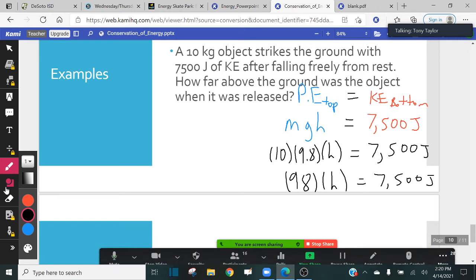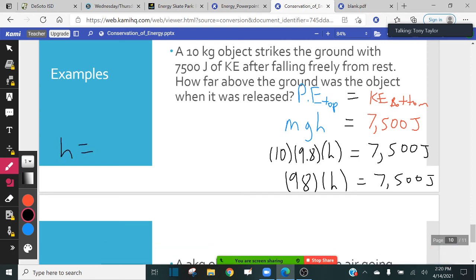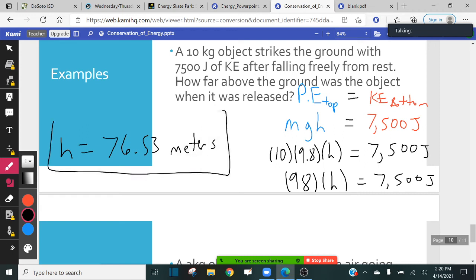Yes, definitely. That's exactly what I got for my height. Thank you, ma'am. My height here was 76.53. And guys, remember your units. Your units are in meters, right? Because you're solving for height. Hopefully that makes sense to everyone.